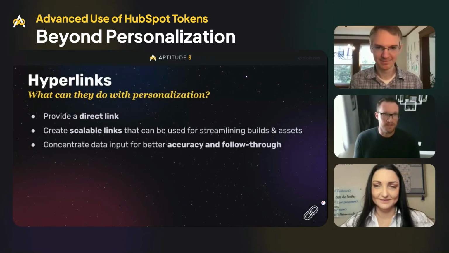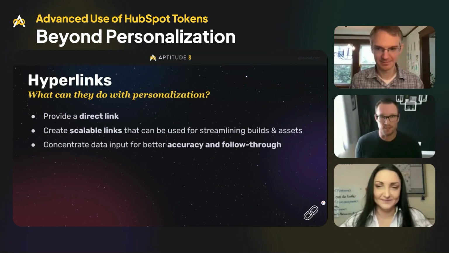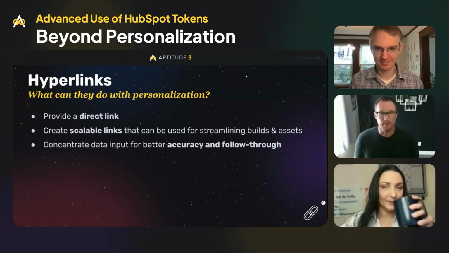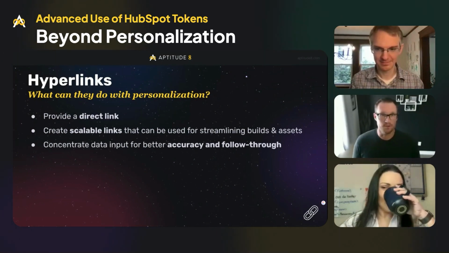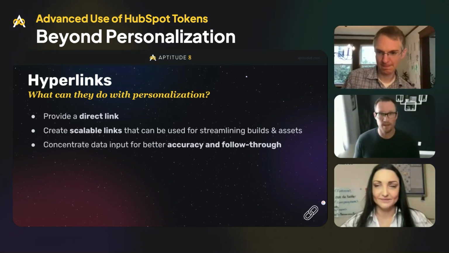So one of the use cases that has come up in the past is how can we use personalization tokens in hyperlinks, right? There are a lot of opportunities here for you to customize the link that you're using, whether it's a destination link for somewhere or the way in which you're using links for reporting. That can be really helpful.